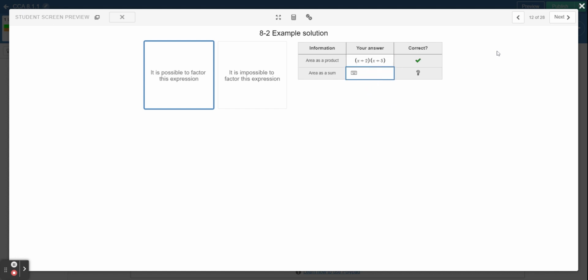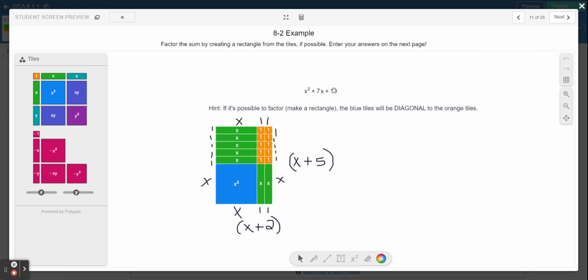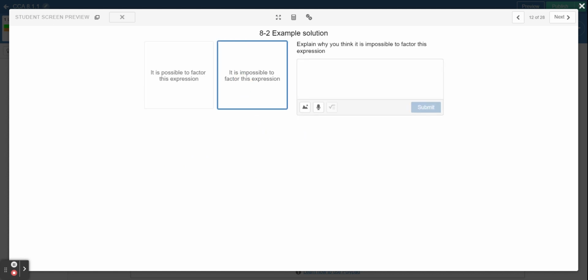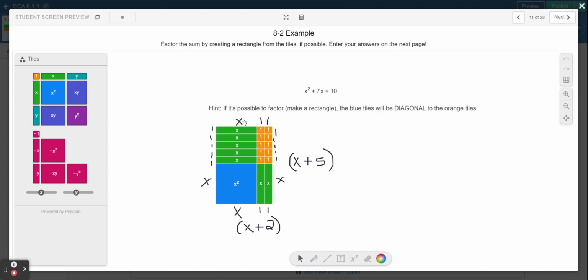And that area as a sum, maybe I page back and I don't remember, so I have to go back and forth, or someone has to read it to me. But I've got x squared plus 7x plus 10. Nice. So now I've taken this expression and factored it, turned it into the product, the multiplication problem. If you think somewhere along here that it's impossible to factor this, you'll select that, and then it will ask you to explain why you think that's the case. All right, everyone. Good luck.